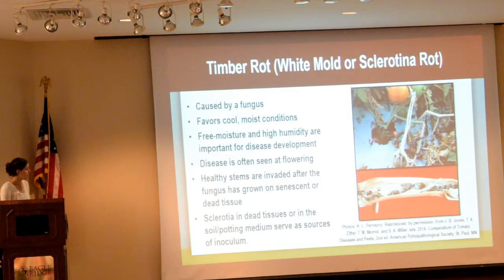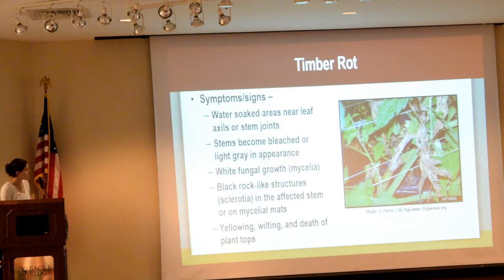So you can see some of the signs and symptoms here. You have water-soaked areas near the leaf axils or the stem joints. The stems can become bleached and turn light gray or whitish in appearance. You will often see white fungal growth, and then, as I pointed out in the previous slide, the black or rock-like sclerotia. And you can have yellowing, wilting, and death of the plant tops, particularly if that stem is affected.